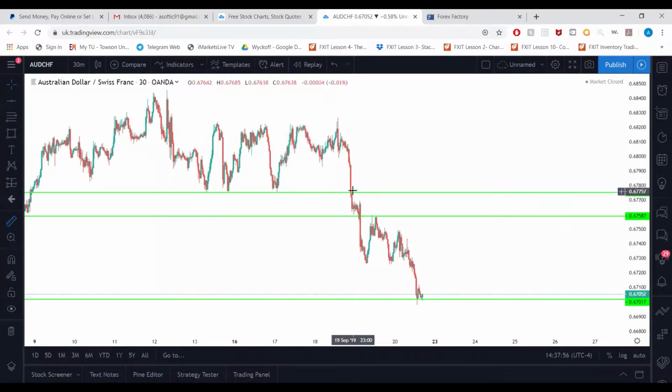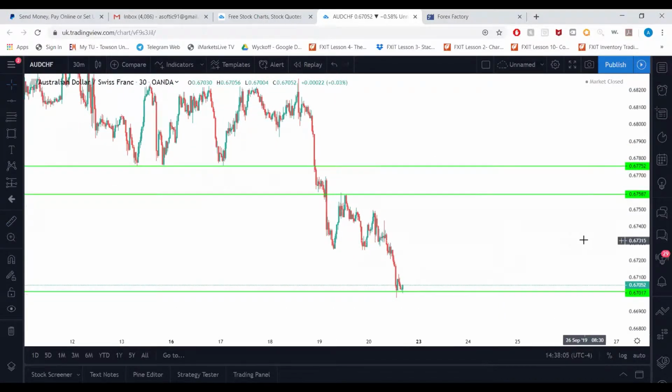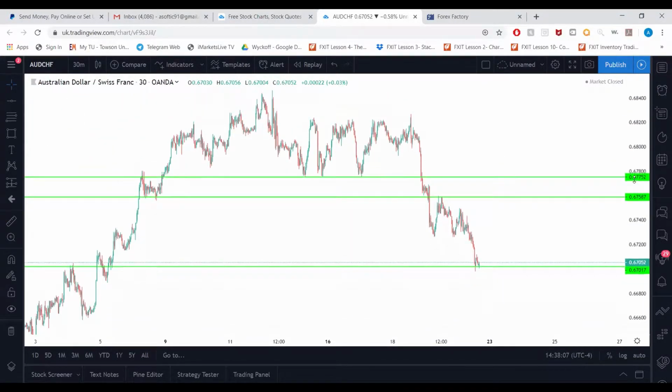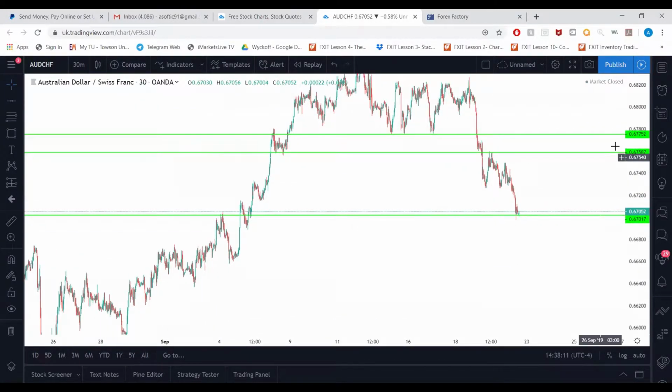But what would you do when it breaks here, right? There's only a 12 pip move, right? Me, I don't trade that. I go for a whole move. And in order for me to know what the overall trend is, you cannot find trend on a smaller time frame, right?